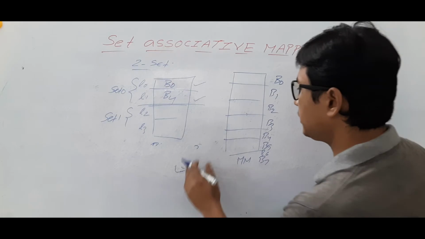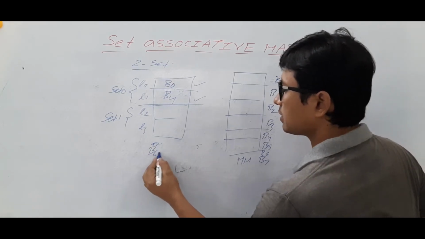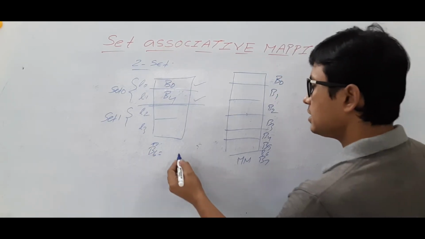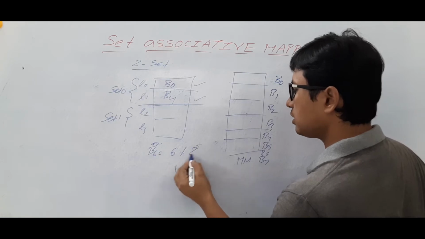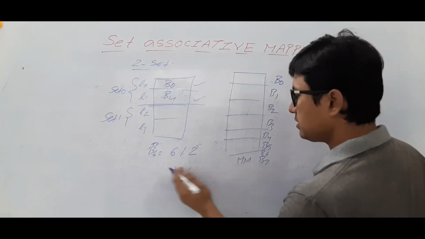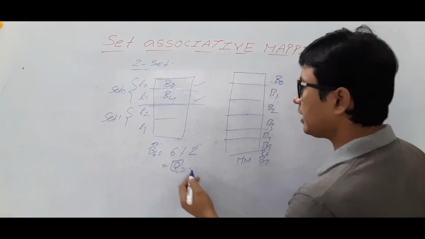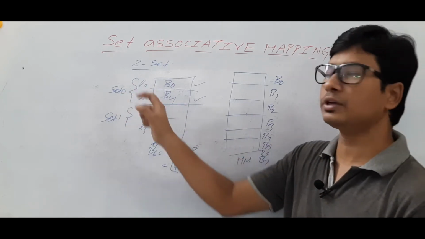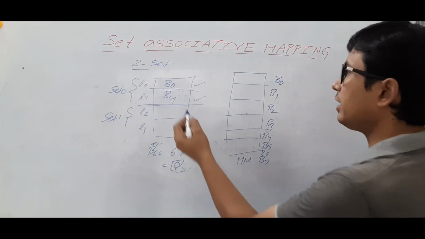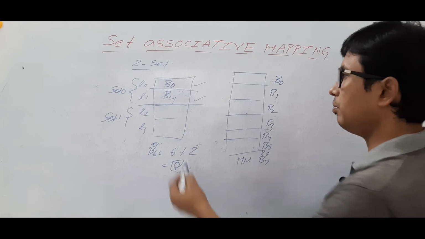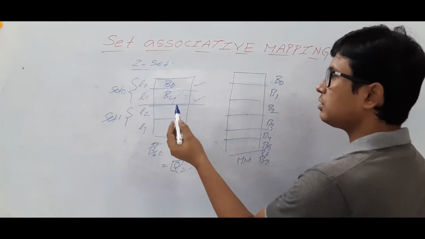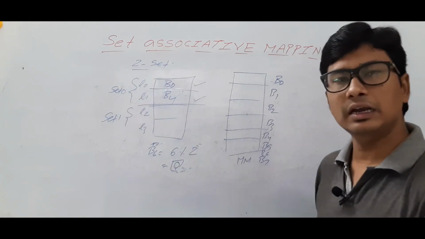Let's take that I need to keep the block number 6. Where should I keep it? 6 modulus 2, the remainder is 0. If I get a remainder 0, it means I have to keep it in set number 0. Already set number 0 is filled. Block number 0 is there in line number 0, and block number 4 is there in line number 1.